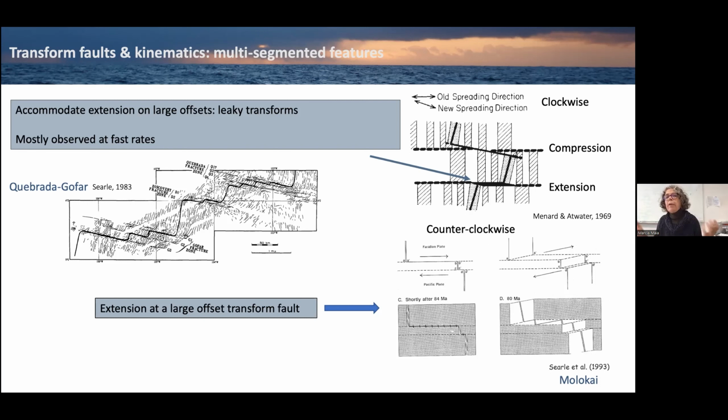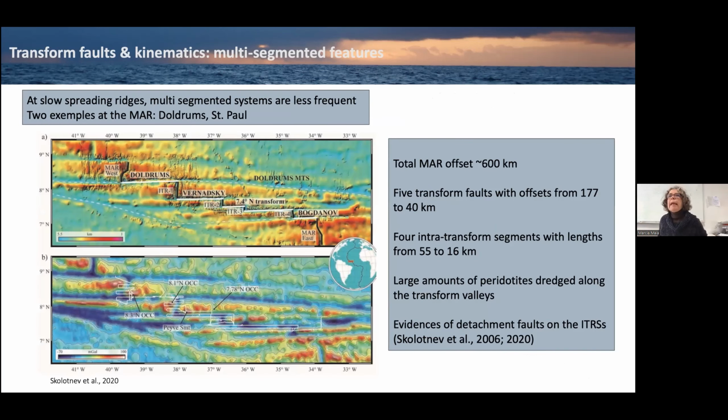So if you have extension and a large offset, you might expect to have this kind of feature, as for example here in the Molokai fracture zone, a transform and fracture zone system proposed by Searle in 1993. So these features are commonly observed along the axis of the East Pacific Rise nowadays, but they are far less common along slow spreading ridges like the Mid-Atlantic Ridge.